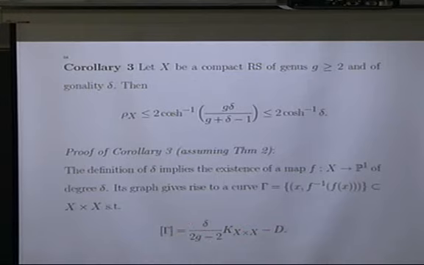And now remember we know that K_{X×X} minus a certain number times D is numerically effective.